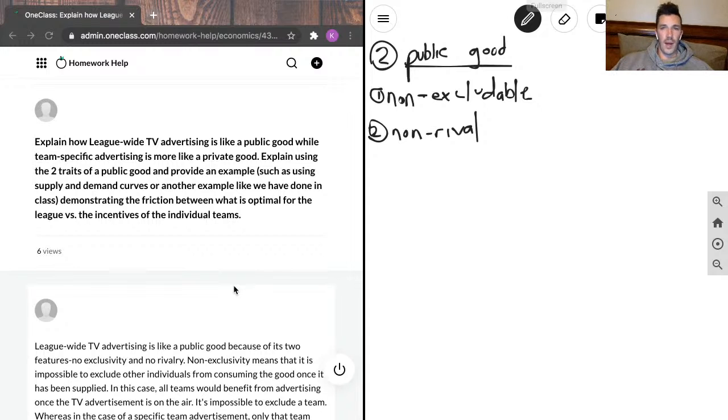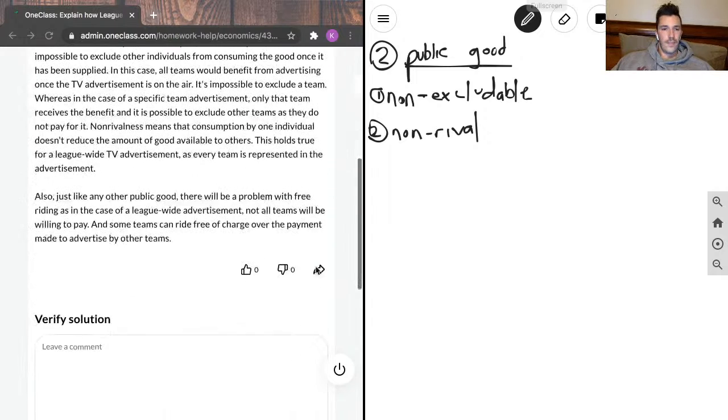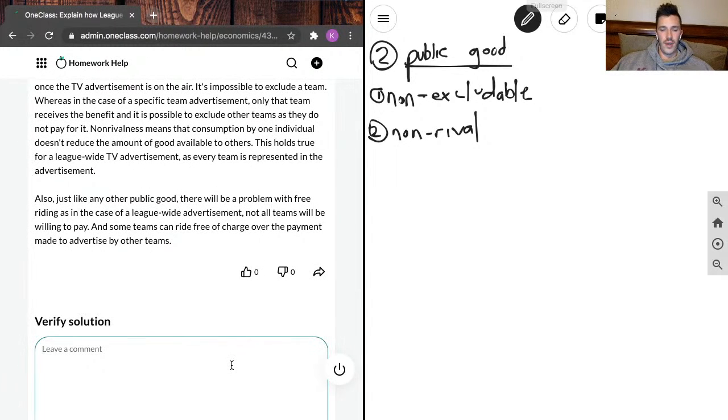The main thing to remember with public and private goods is remembering the definitions for non-excludable and non-rival, and then being able to determine whether or not the good at hand fits the description.